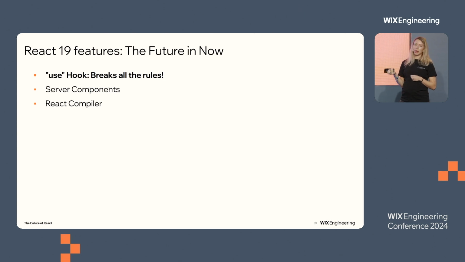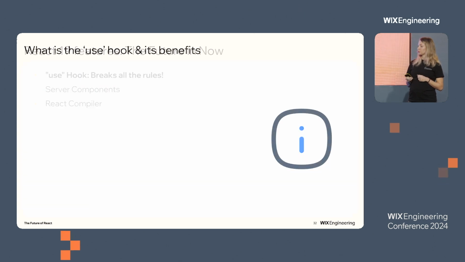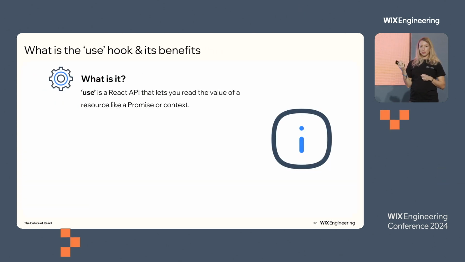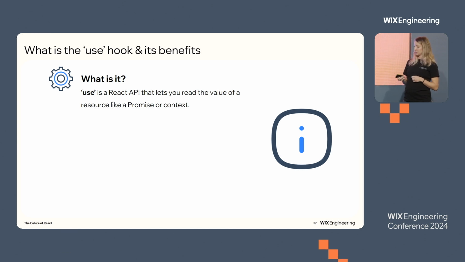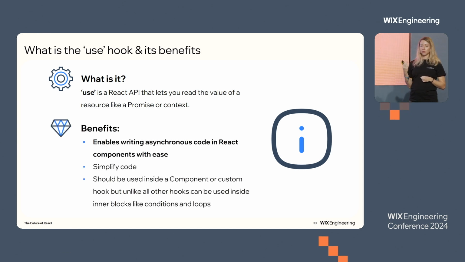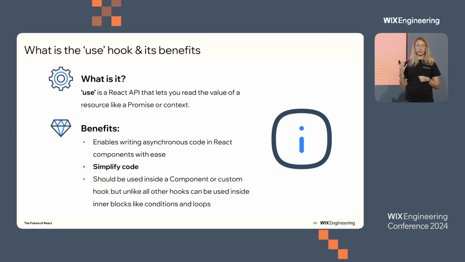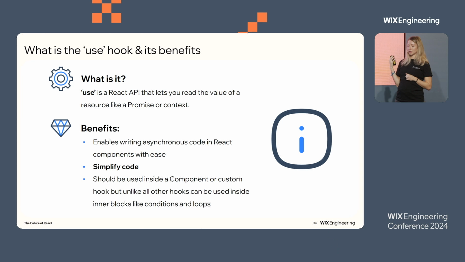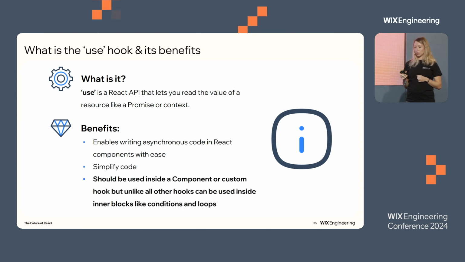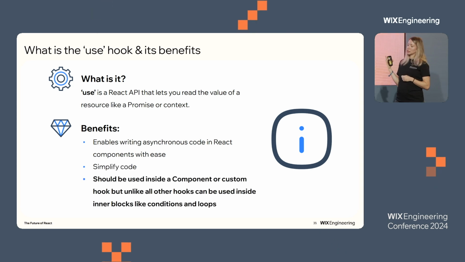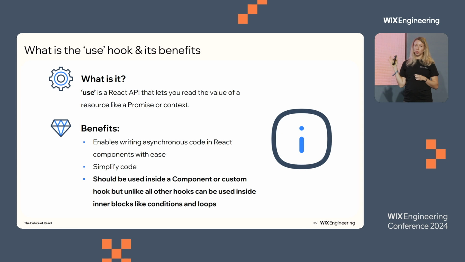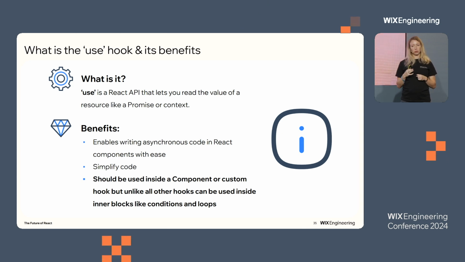We'll start with the use hook. This API lets you read the value of a resource, like a context or promise. It enables writing async code in React components. It can simplify our code and make it shorter. Another cool thing is that this is the only hook that can be used inside a condition and not only in the uppermost block of the component.